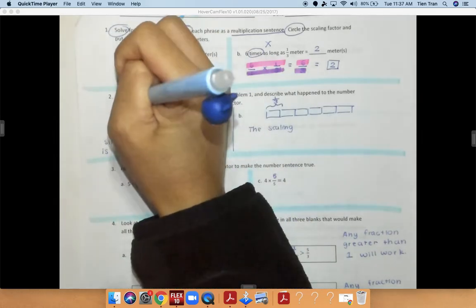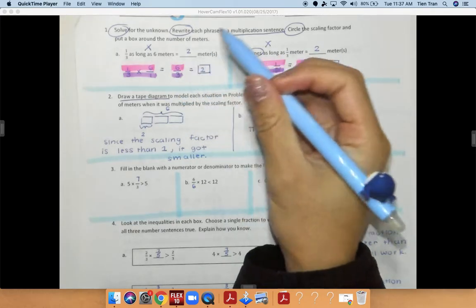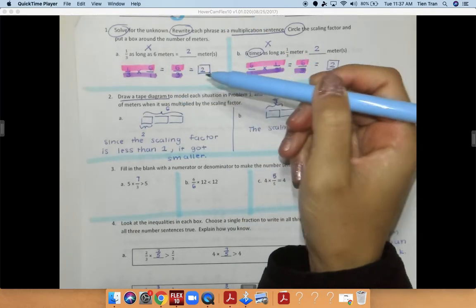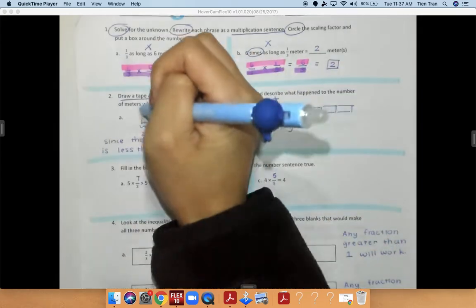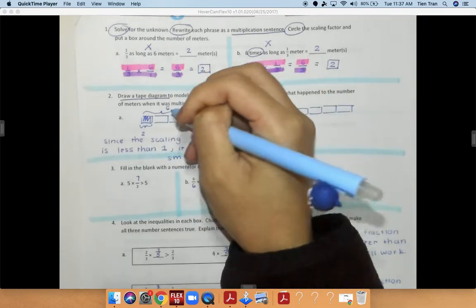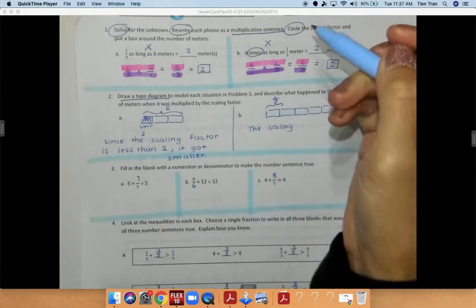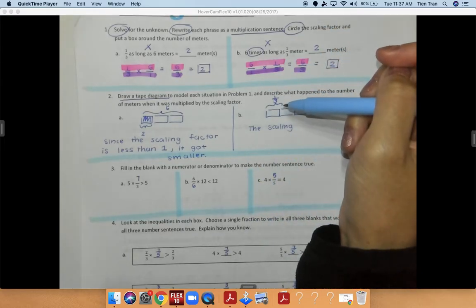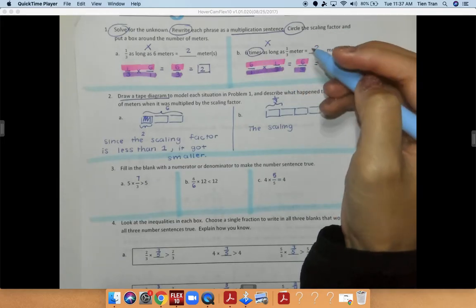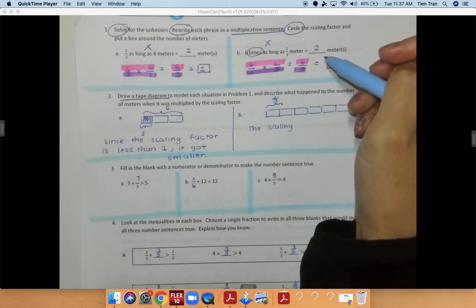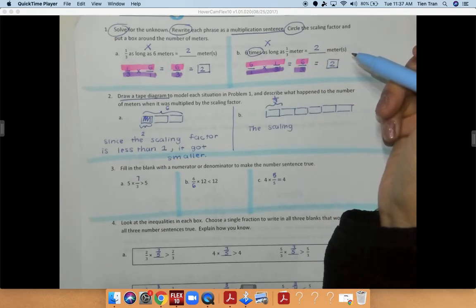Number 2 asks you to draw a tape diagram to model each situation in problem 1. So looking at this tape diagram, you have 6, 3. And what we did here was we put one of them is equal to 2, and the entirety is equal to 6. So since the scaling factor is less than 1, it has to be smaller. And over here we have 1/3. And we are writing 1/3 because it is 2 out of 6, it is equal to 1/3, and all together is going to give you 6.